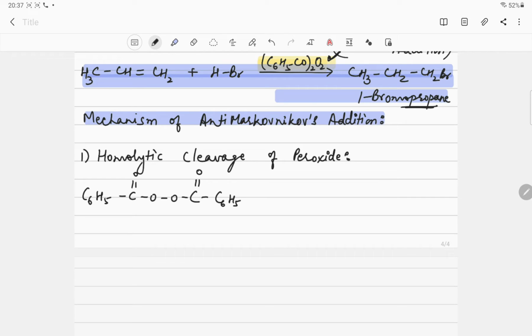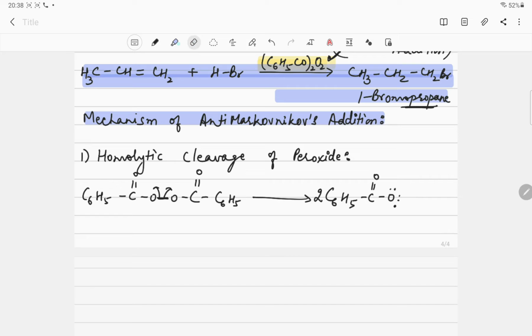Now the homolytic cleavage of the bond will take place. So this oxygen-oxygen bond will undergo homolytic cleavage. So the pair of electrons will be like this. It will undergo the homolytic cleavage like this. So the product obtained will be C6H5C=O, single bond O with 2 to 4 and 1 odd electron. So both the species will be the same. This will be the free radical obtained.